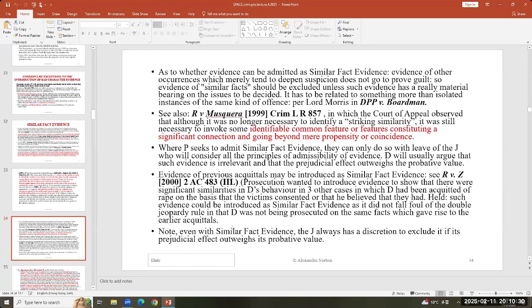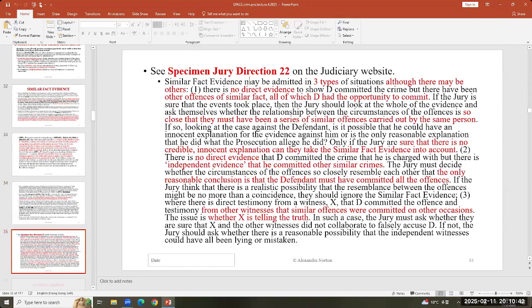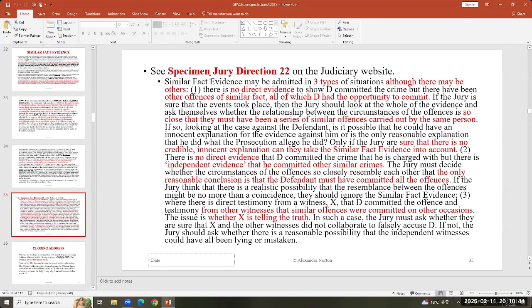So even if the evidence does meet the test of similar fact, right, if there is the risk that the prejudicial effect outweighs its probative value, it can still be excluded. And so take a look back at Specimen Jury Direction 22, which deals with similar fact evidence, right? And this isn't closed. There are obviously a number of scenarios, which is why the court has deliberately kept the test quite vague to allow that element of discretion to be exercised when it comes to the admissibility of this evidence.